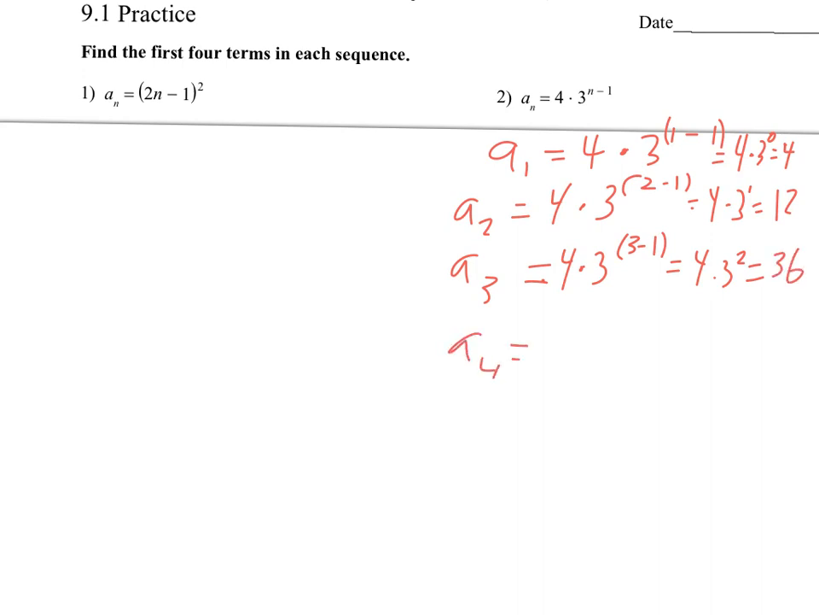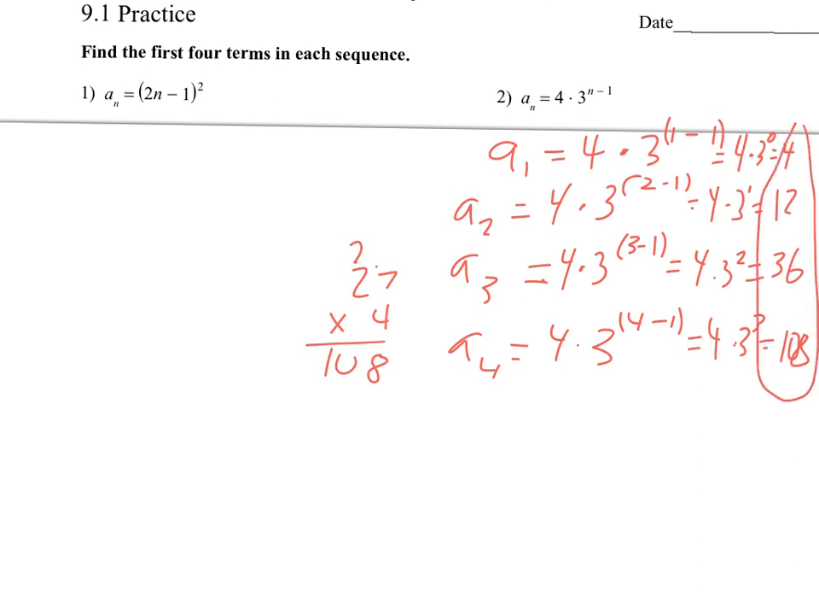And then a sub 4 will be 4 times 3 to the power of 4 minus 1, which is just going to be 4 times 3 to the third, which that is 27 times 4, which I don't know off the top of my head. So that's 108. So those are my first 4 terms there.